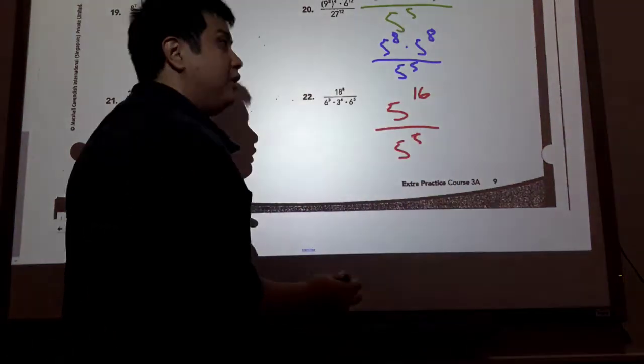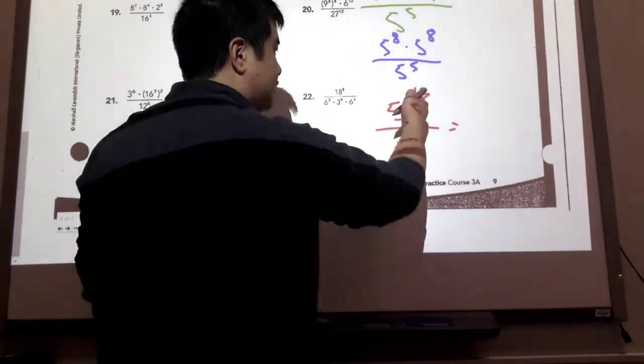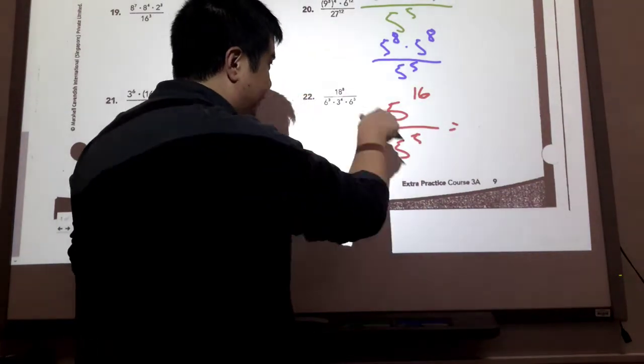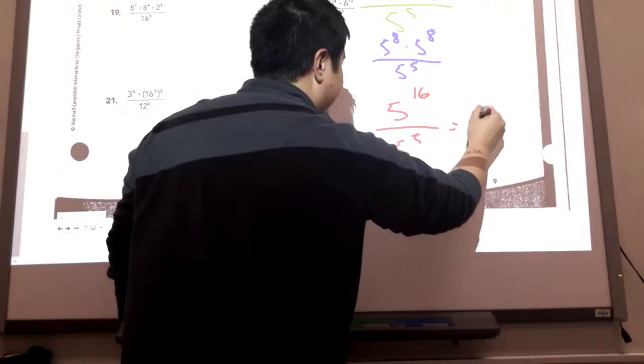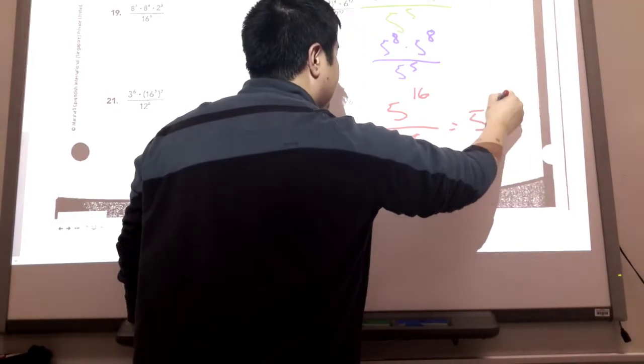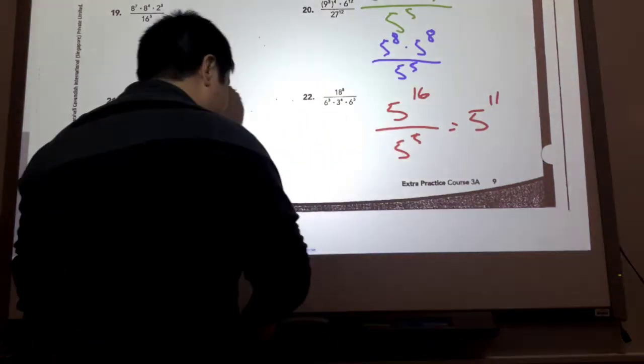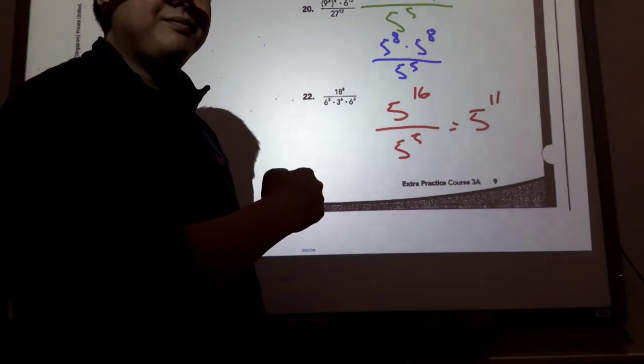And we can simplify that one. 16 up here, 5 down here. We're going to cancel 5 on both the numerator and the denominator, giving us 5 to the 11th over 1. And over 1 doesn't really matter, so I'm not going to write it down.